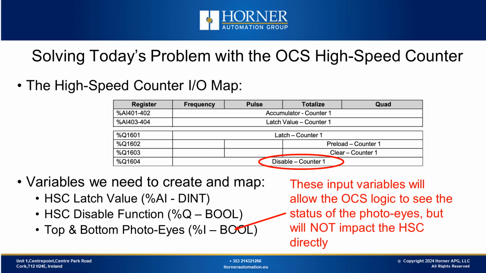Finally, we will create variables for photo eyes A and B so that we are able to check their status. We will map those variables into I9 and I10. This does not impact the operation of the high-speed counter.